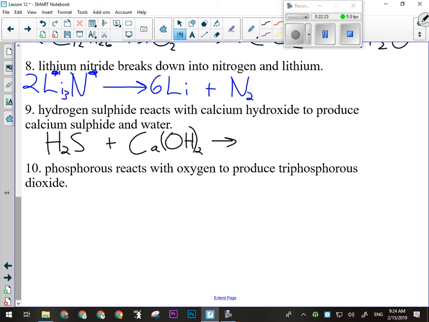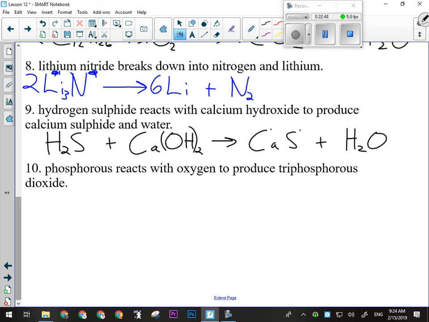It's going to produce calcium sulfide. This is a -2 and this is a +2, so that one's already good. And hydrogen hydroxide, or water. Now, here's a tip. A lot of people will see water and they'll write it like this, which is fine, except that when I write it like that, it's harder to balance, because it's harder to track where everything came from.